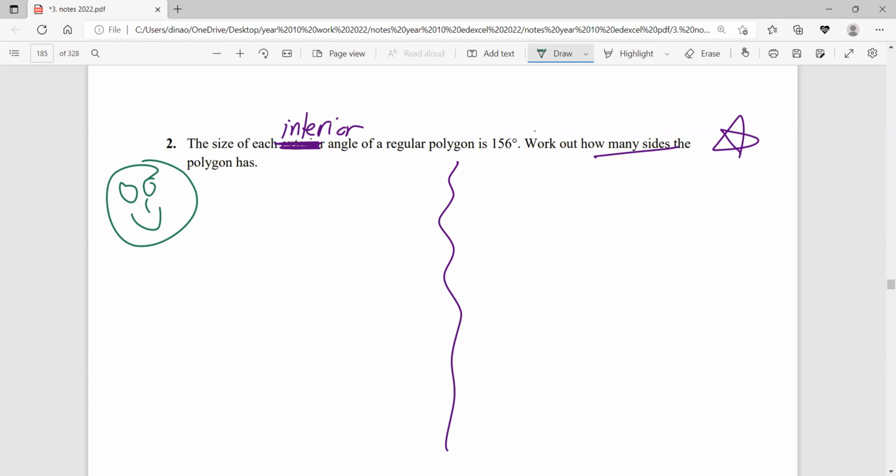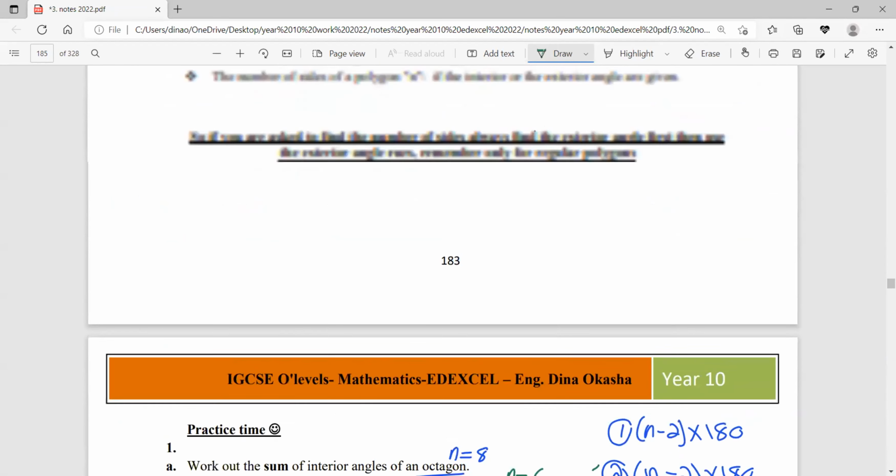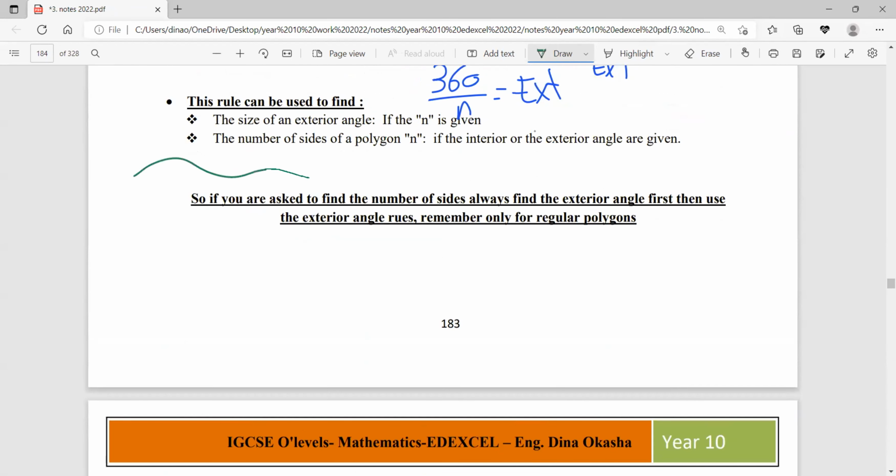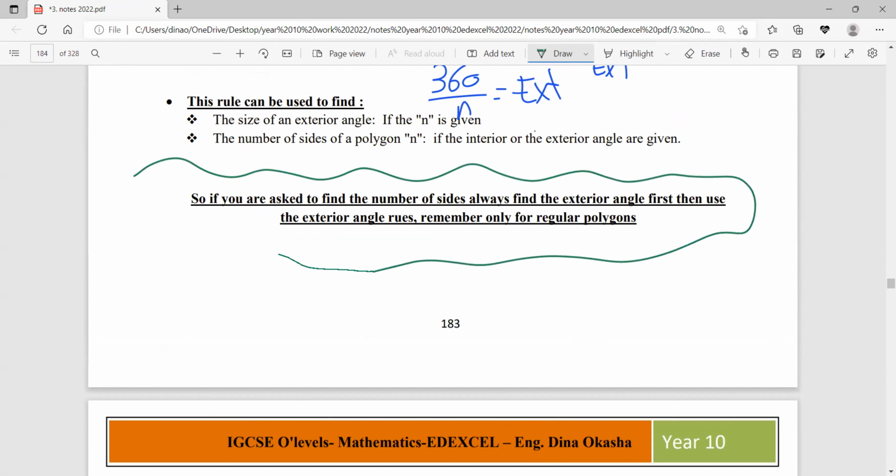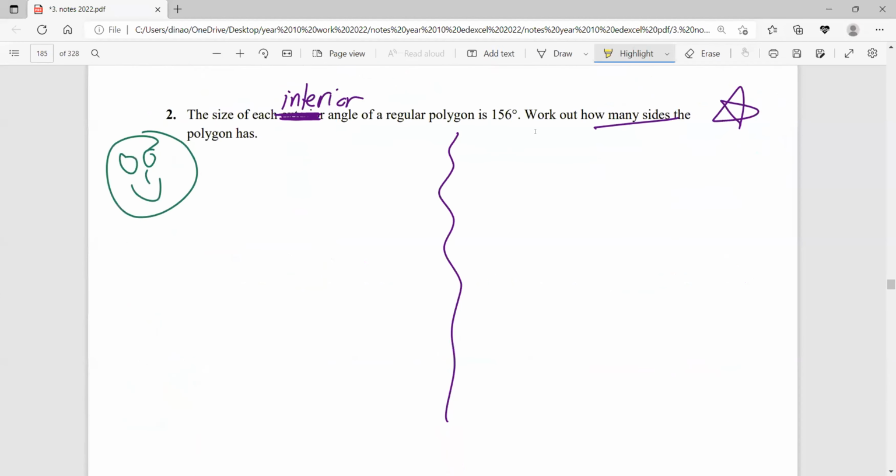You will even find its note written on page 183. See this here? If you're asked to find the number of sides of any polygon, find the exterior angle first, then use the exterior angle rules. I'm going to highlight it. So remember, if you're asked to find the number of sides, find the exterior angle first, then use the exterior rule. How do I find the exterior angle?